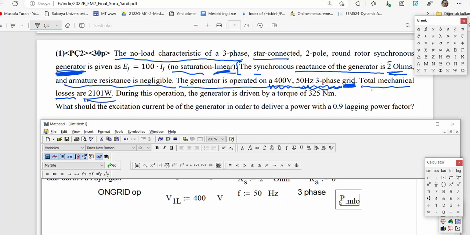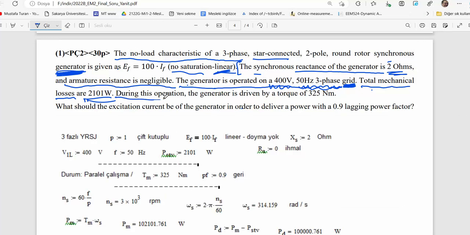Mechanical losses are 2101 watts. Okay, during this operation, the generator is driven by such a torque, having a value of 325.